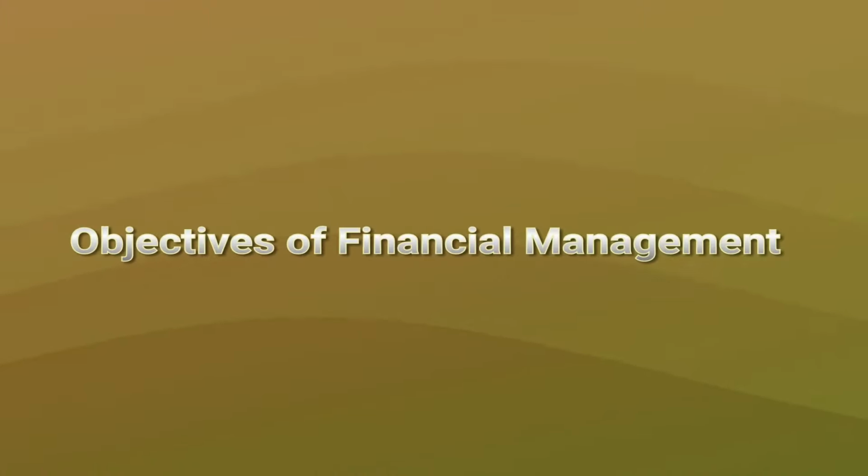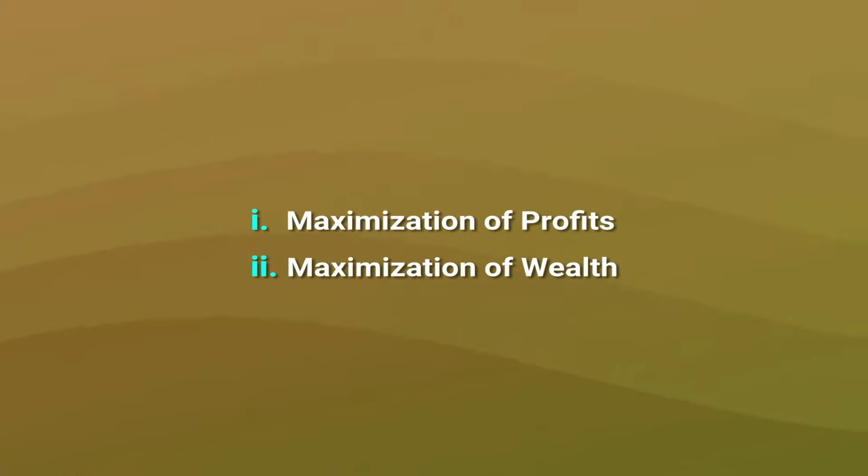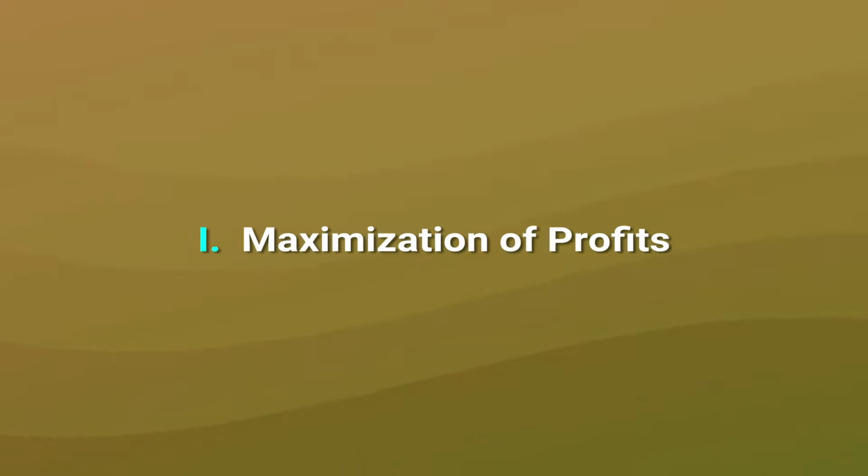Thank you. So, now we will start with the objectives of financial management. There are two objectives of financial management. First one is maximization of profits and second one is maximization of wealth. First, maximization of profits. The first basic objective of financial management is profit maximization. The term profit maximization means maximizing the rupee income of a firm.